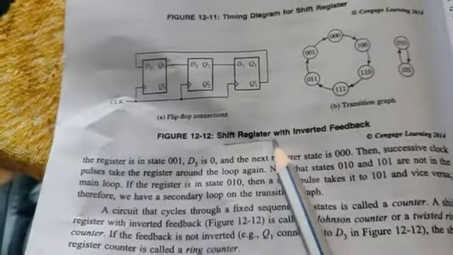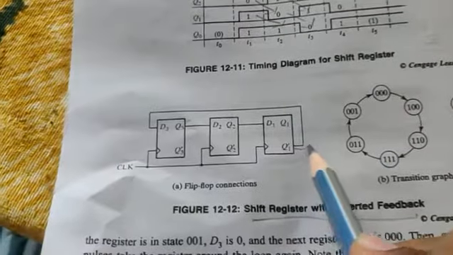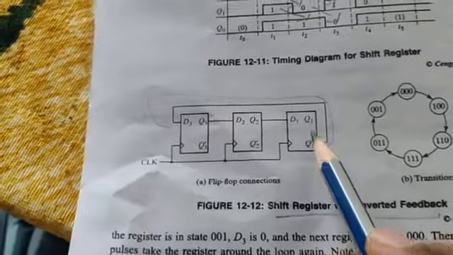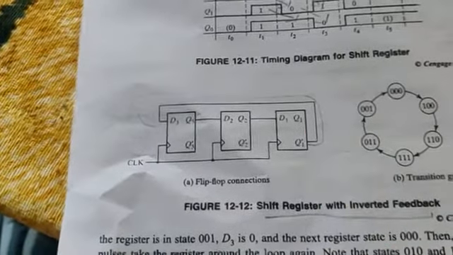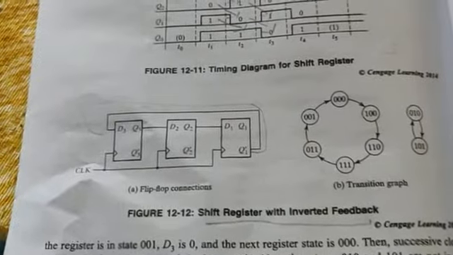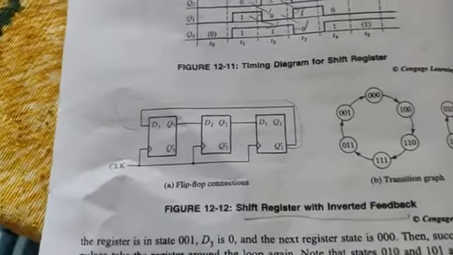This is a shift register with an inverted feedback. Why is it inverted feedback? We have taken a feedback line here. This is a feedback line from Q1 bar. Q1 is not inverted; Q1 bar is inverted. So I have taken a connection from Q1 bar, so I call it an inverted feedback.